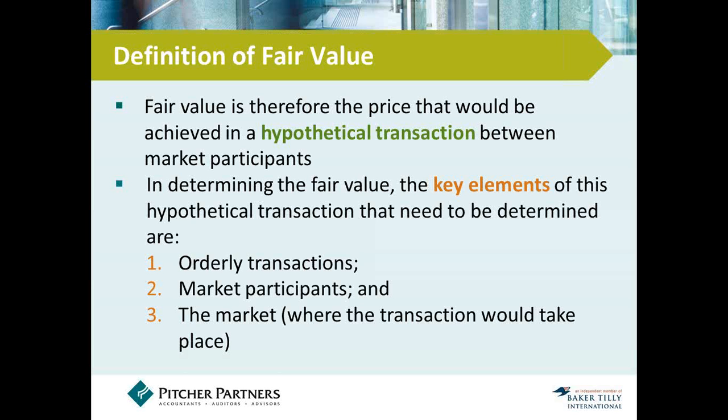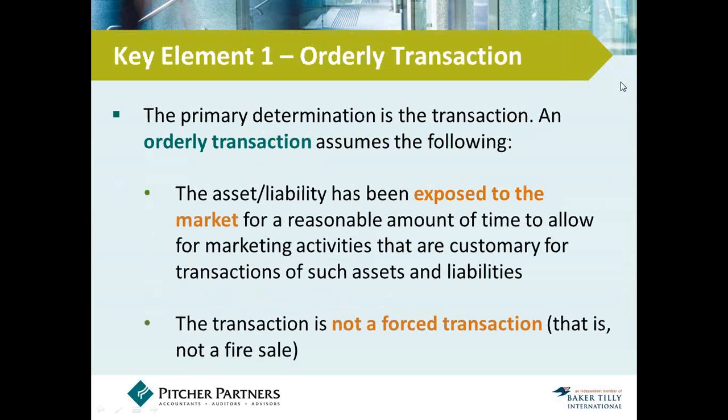So when we determine fair value, there are a few key elements to consider. One is we need an orderly transaction. Number two is we need market participants. And then the third part is the market, so where this transaction would take place. So when we determine fair value, we have to consider orderly transactions, market participants, and the market. So let's look at each one of them.